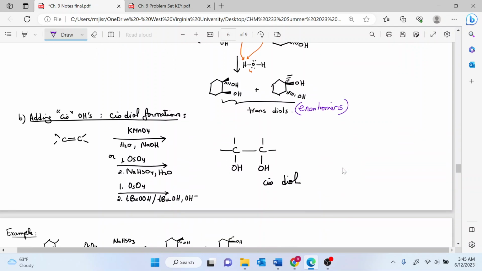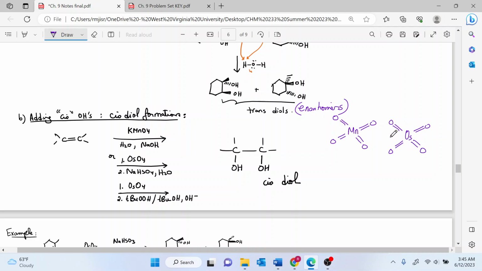Now, in order to get the cis diols, you're not responsible for the mechanism of any of these reactions, but you are responsible to know the reagents. In order to produce cis diols, we're going to use a strong oxidizing agent, for example, MnO4, and this is the Lewis structure of MnO4. It does, of course, exceed the octet. Mn is a transition metal, and we're going to use also osmium tetroxide, which has a similar structure.